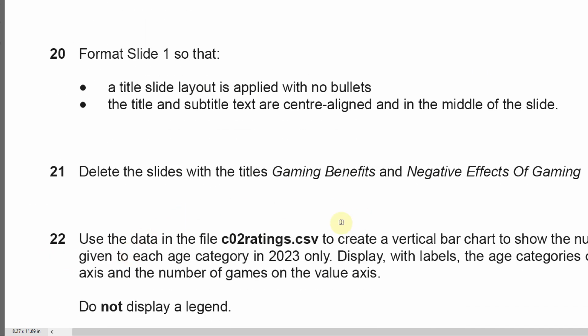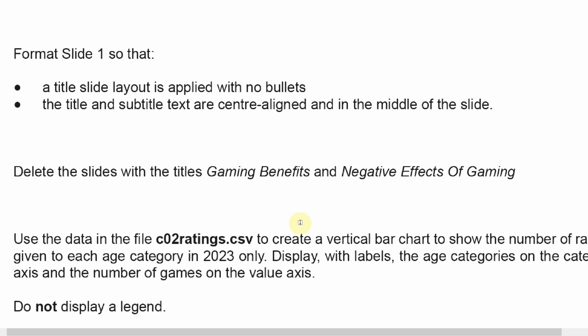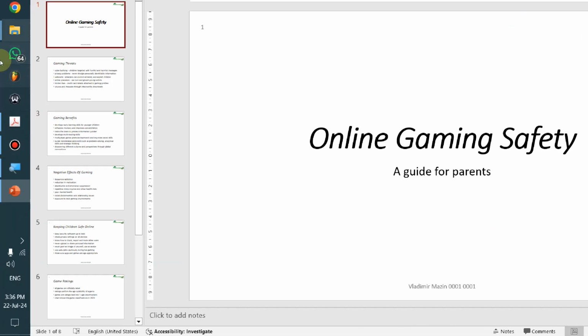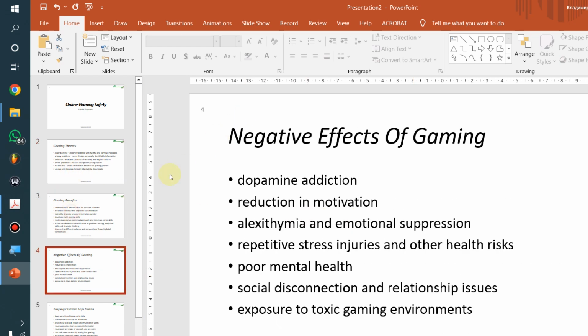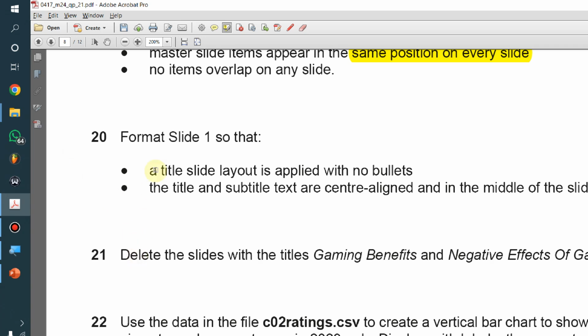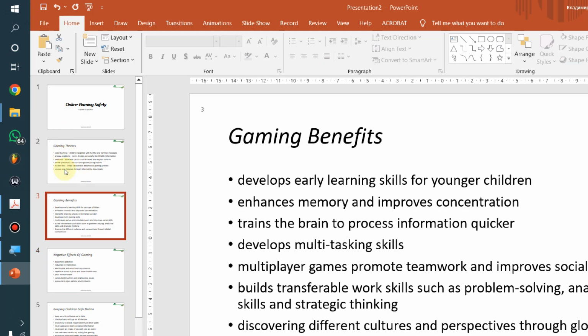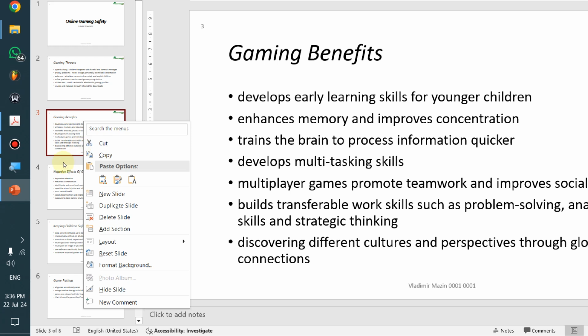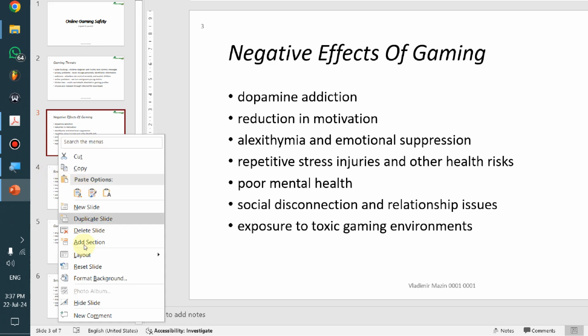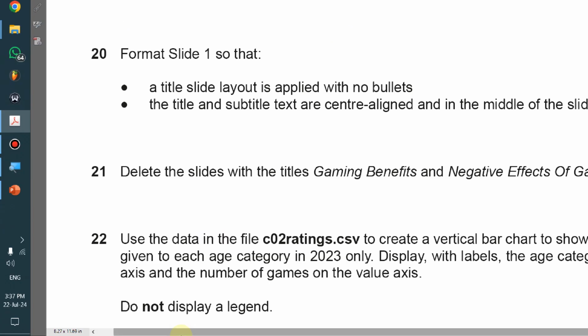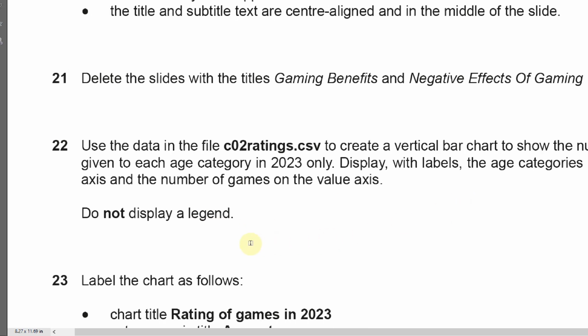Next one, 21, delete the slides with titles gaming benefits and negative effects of gaming. So let's try to find them. Okay, this is gaming threats, gaming benefits, and negative effects of gaming. So I guess this is slide number 3 and 4. Gaming benefits, this is the first one. Let's delete it. To delete the slide, you just right click and go delete slide, and here negative effects of gaming, also right click and delete this slide. This is task 21.